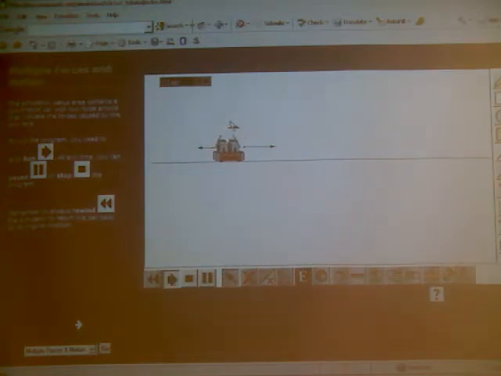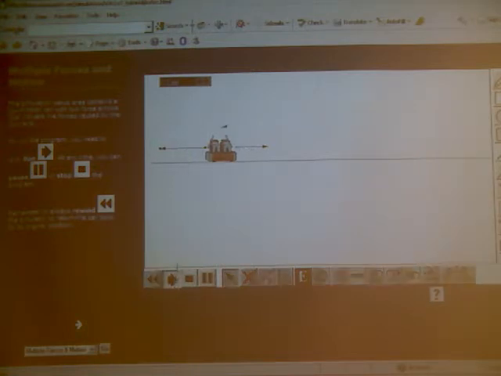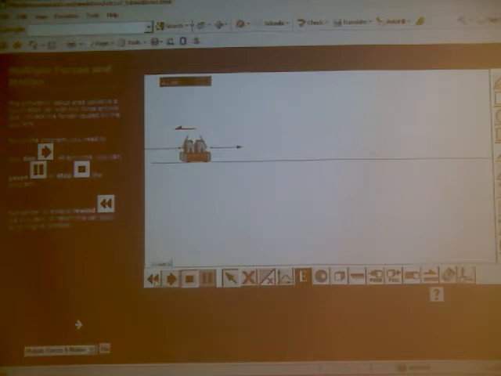This arrow represents the speed, so it means that it's speeding up to the right. Well, what if I make this arrow longer? In other words, we have two forces, but now the forces are unbalanced to the left. What's going to happen? Obviously, it's going to speed up to the left.